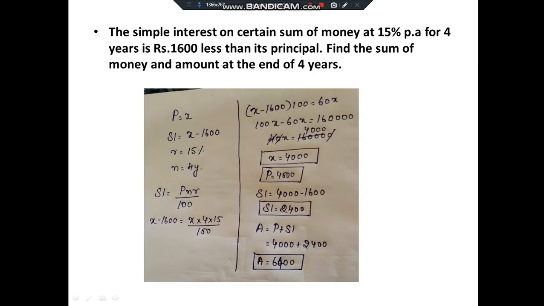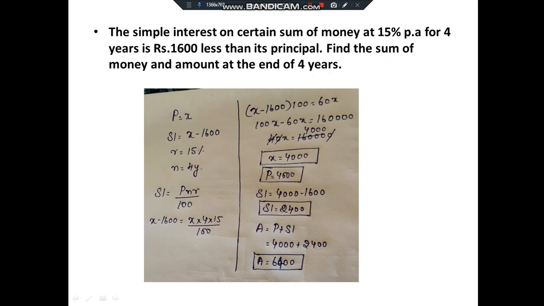We'll go with the next question, a slight difference from the previous question. Let us see it. The simple interest on certain sum of money at 15% per annum for 4 years is rupees 1600 less than its principal. Find the sum of money and amount at the end of 4 years.